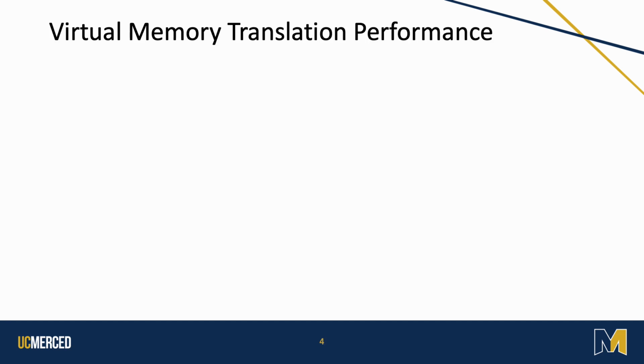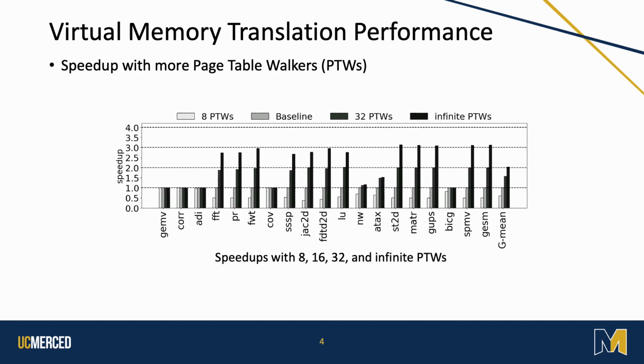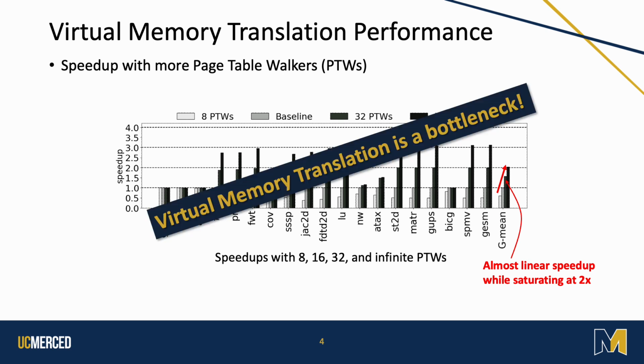Based on the baseline architecture, we now discuss the performance impact of the virtual memory translation system in MCM GPU. Here in this figure, we demonstrate the performance with 8, 16, 32, and an infinite number of page table walkers with 19 GPU applications. From experiments, we see almost a linear speedup every time we double the number of page table walkers, but it actually saturates at 2x. This reveals that virtual memory translation is a bottleneck and requires a fundamental revisit.